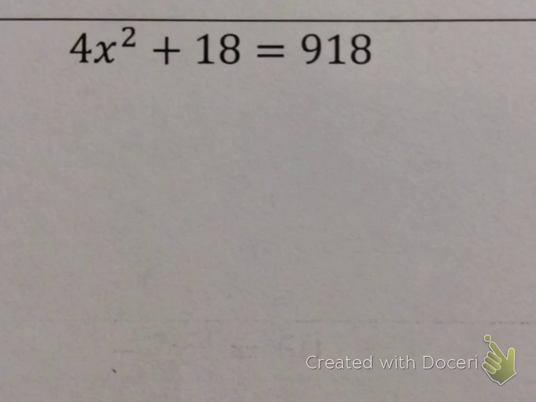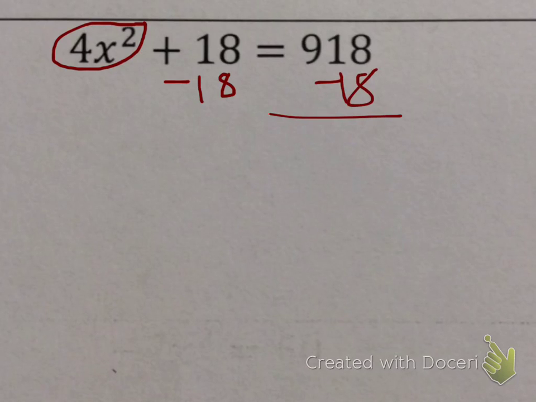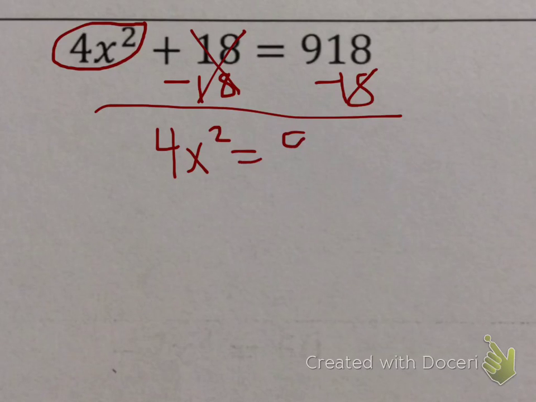Alright, this next problem has several steps in it, but again, our goal is to isolate the x squared. The x squared is attached to that 4 right now, so we've got to get rid of the other junk first. How do we get rid of a plus 18? We subtract it from the other side. When we do that, it cancels over here, which is what I wanted it to do. And I'm left with 4x squared equals 900.